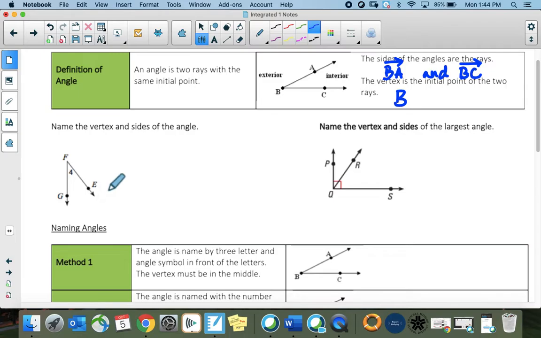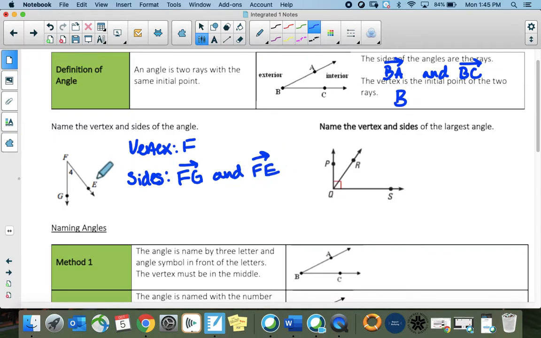This one says name the vertex and the sides. So the vertex here would be F. Your sides are FG and FE. You have to use F first and then go to G, and F first and go to E. You have to start with your vertex when you're naming them.